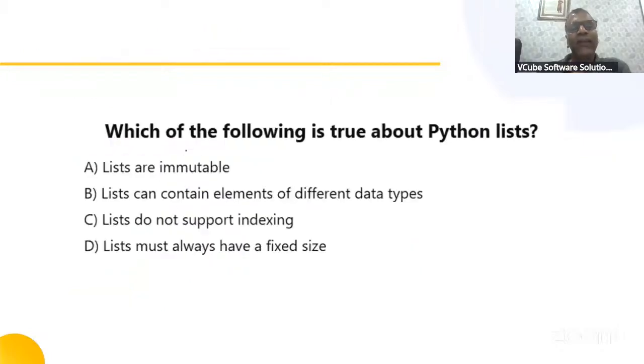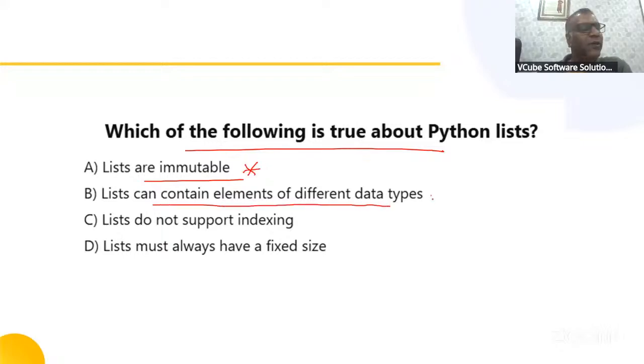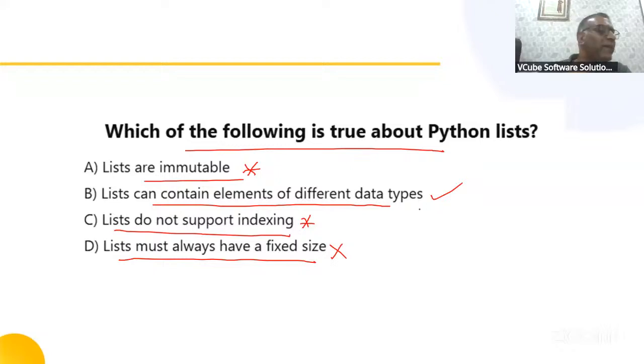So, anyone, can you please answer me? Which of the following is true about Python lists? Lists are immutable. It is wrong. Everyone knows lists can contain elements of different data types. Absolutely correct. Lists do not support indexing. It is wrong. Lists support indexing. Lists must be fixed size, no. So the answer is B. Yes, everyone has given me the B answer.